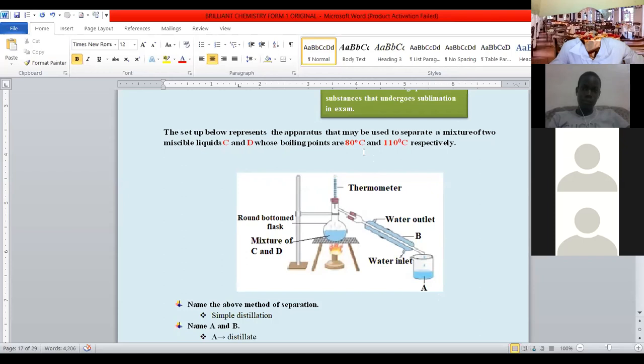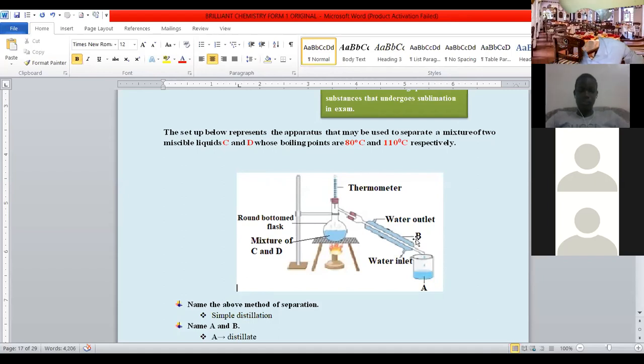So to mean this A will be liquid, this C, which is now the distillate. This is now the distillate. Then we have part B. Part B, who can give us the answer for this part B?